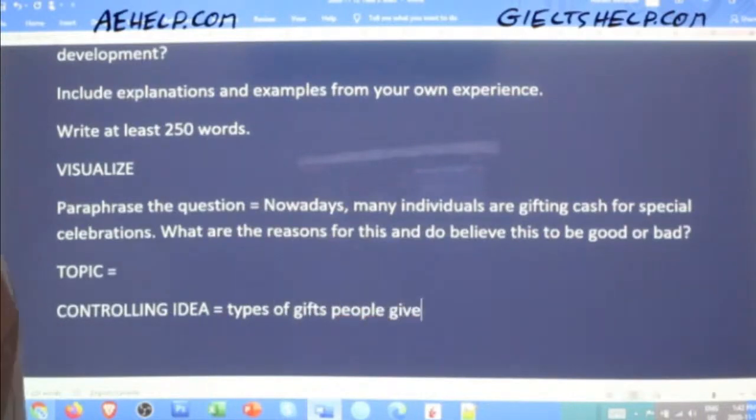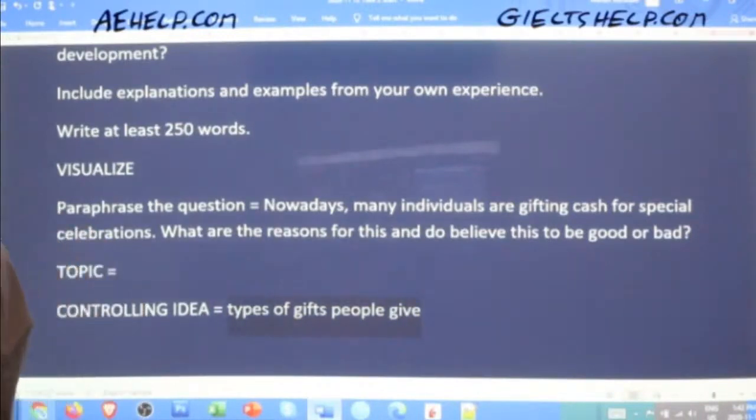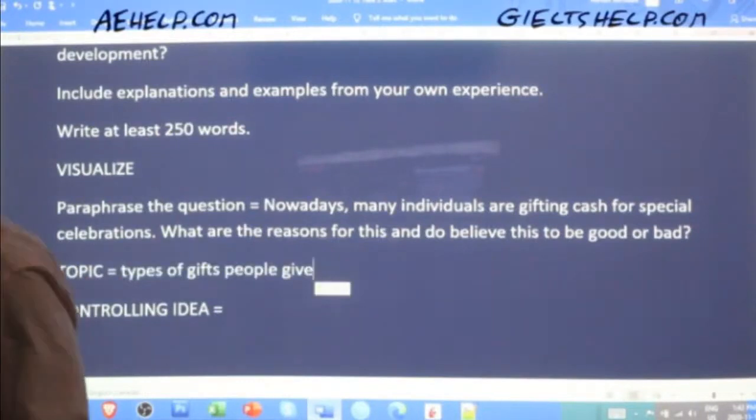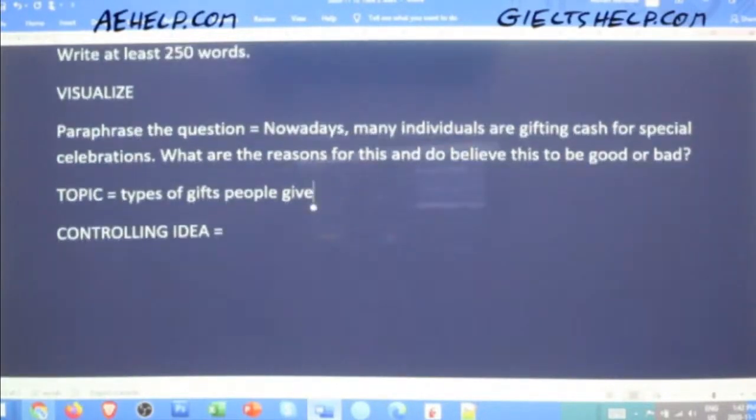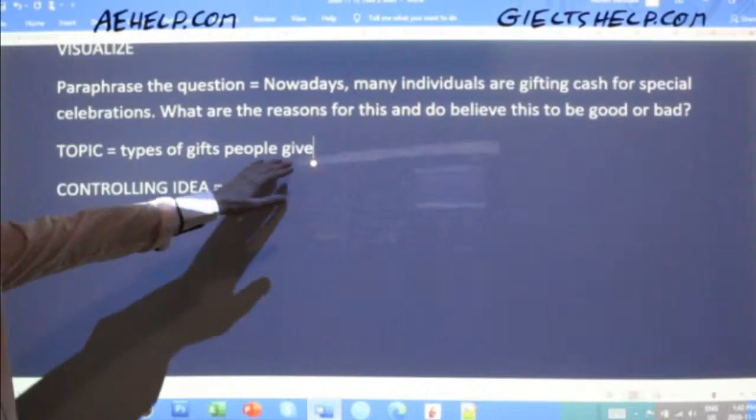Okay, so here, oops, it's not the controlling idea. Let me just remove that, put it in the right place. That's where you were supposed to go. All right, so what are we talking about here? In my opinion, we're talking about the types of gifts people give.